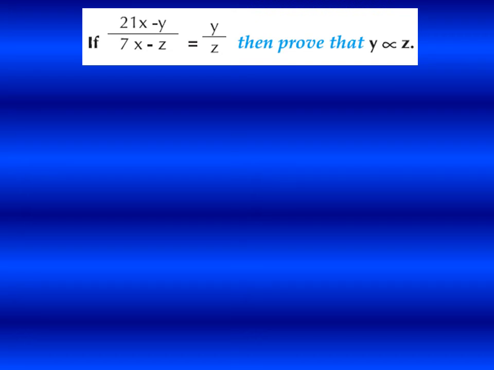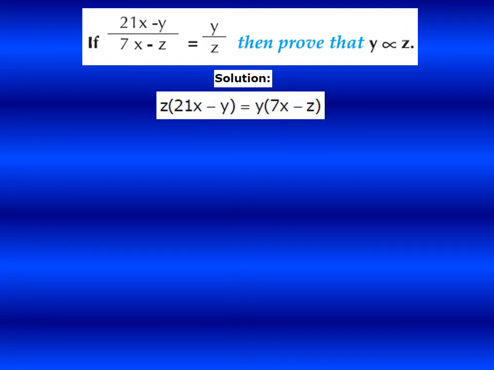If 21x minus y over 7x minus z equals y over z, then prove that y varies directly with z. Solution: cross multiplication, z multiplied by 21x minus y equals y multiplied by 7x minus z.